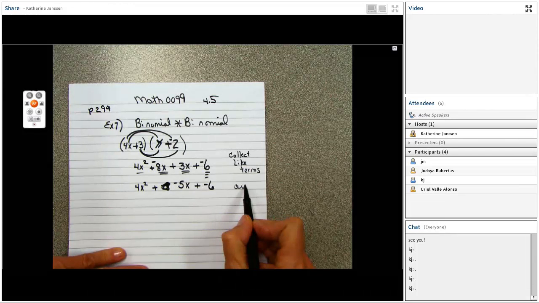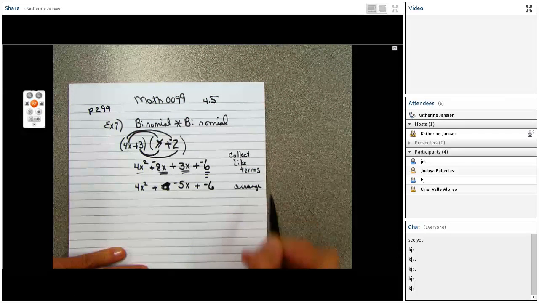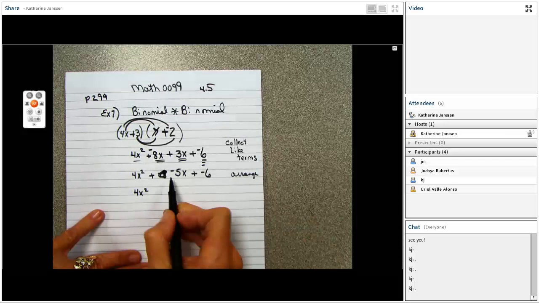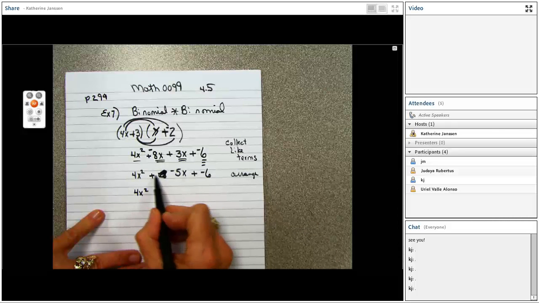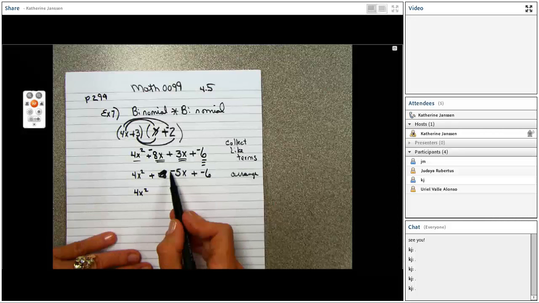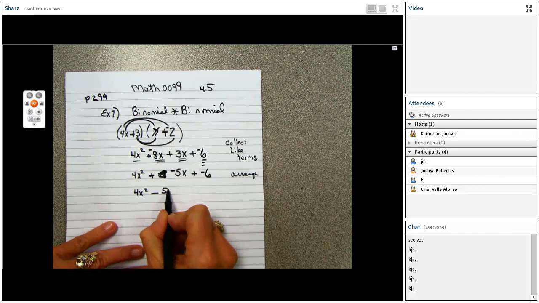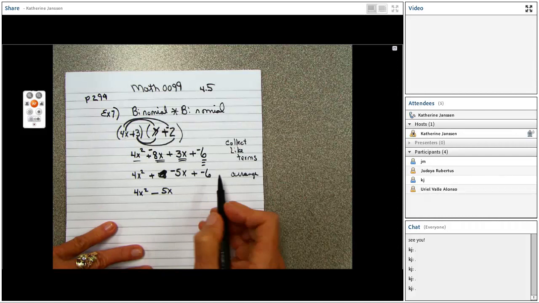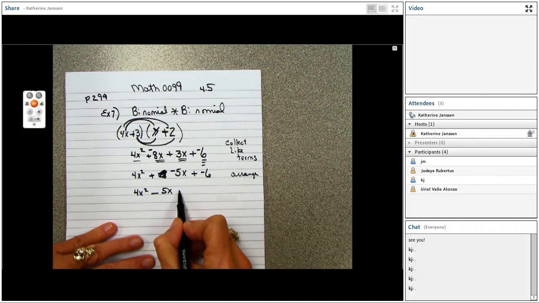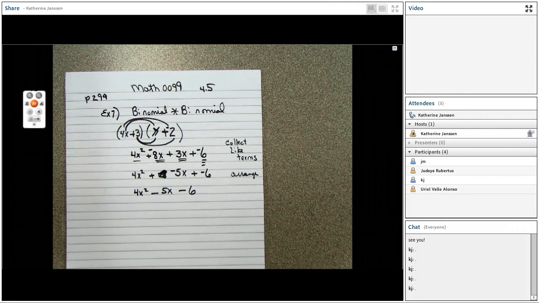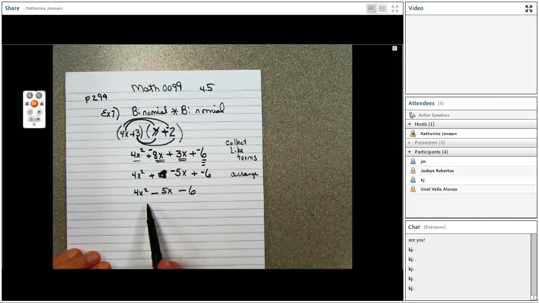And then arrange your final answer a little bit cleaner. 4x squared. This is plus the opposite, so we can remove the sign and change back to subtraction. Same thing here, plus the opposite, remove the sign, change back to subtraction. So 4x squared minus 5x minus 6.